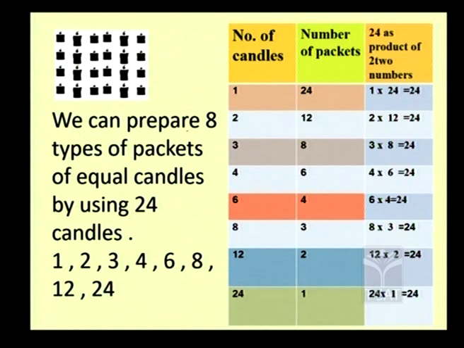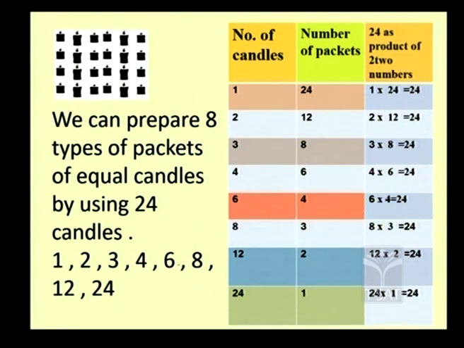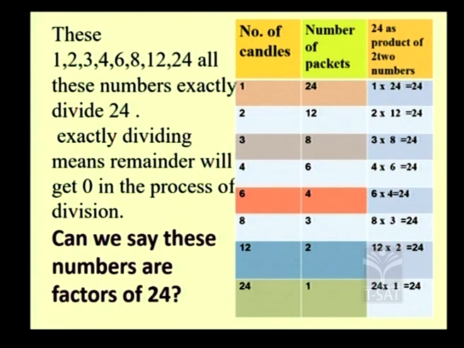We can prepare 8 types of packets of equal candles by using 24 candles. So, 1, 2, 3, 4, 6, 8, 12, 24 like this. Okay. What are these? See here, 1, 2, 3, 4, 6, 8, 12, 24, all these numbers divide 24 exactly. Here we have to understand, exactly dividing means what? Exactly dividing means the remainder will be 0 in the process of division. When we are getting 0 in the division, that we call the remainder 0. So, that number divides the other number exactly.